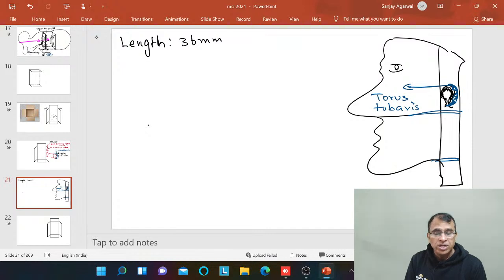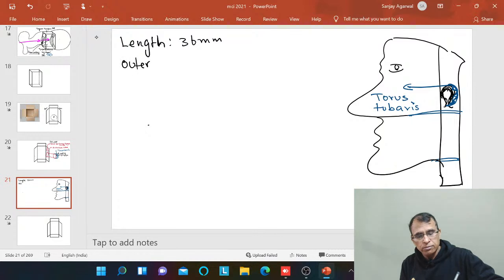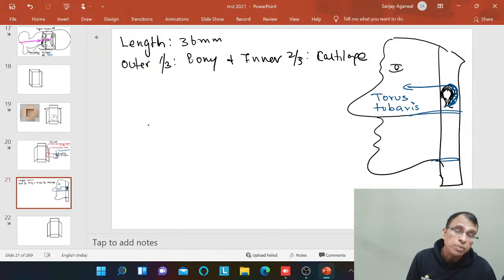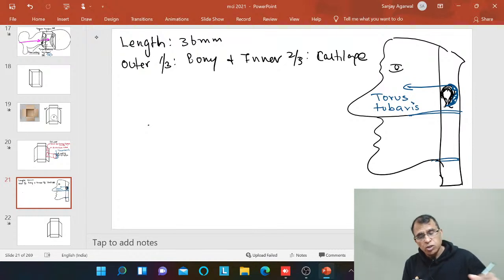Now, the canal has a bony part and a cartilage part. This also has a bony part and a cartilage part, but it is the reverse. In this, the outer one third is bony and the inner two third is cartilage. If you remember, the canal had the opposite fact. In the canal, the outer one third is cartilage, the inner two third is bony. In the Eustachian tube, the outer one third is bony, the inner two third is cartilage.